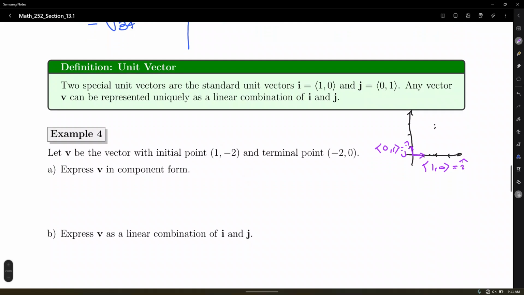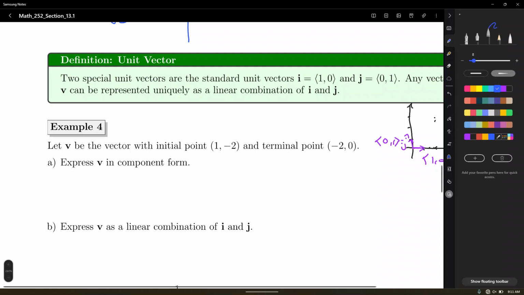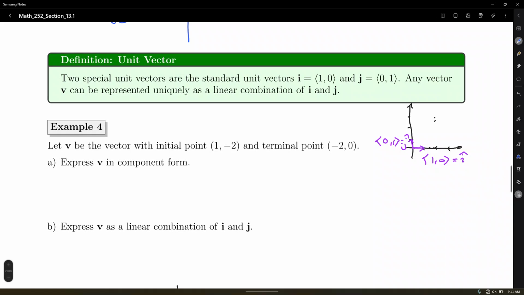Every single vector that we did in these angular brackets will now be represented in terms of i and j. How are we going to do this? Well, let v be a vector with initial point 1, -2 and terminal point -2, 0. Express v in component form. That is terminal minus initial. So for v, terminal, that is -2 minus 1, that is -3, and 0 minus -2. Careful, we are subtracting a negative, that means add.